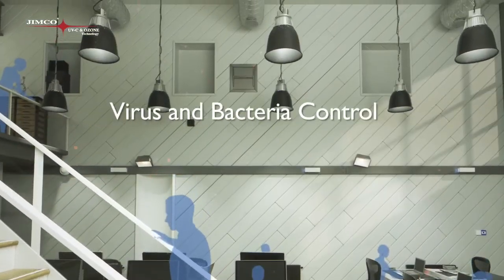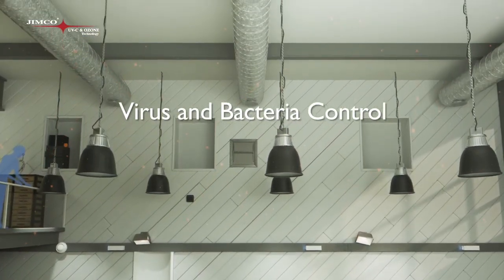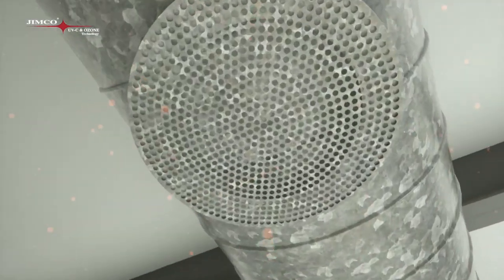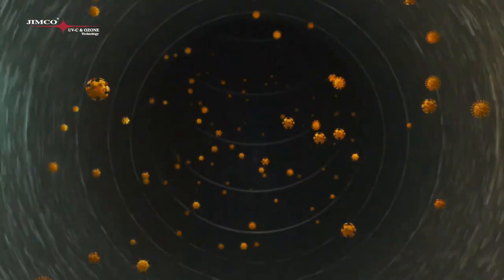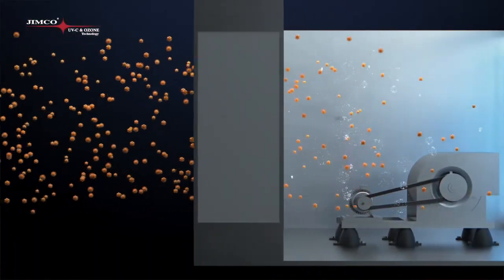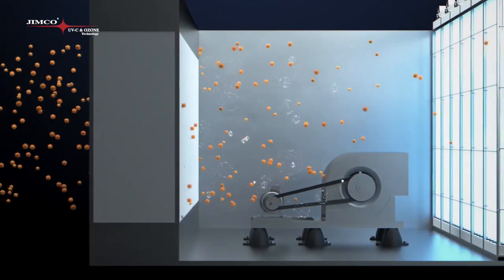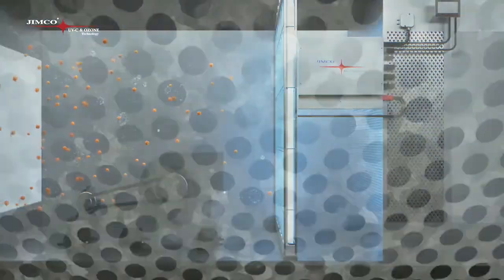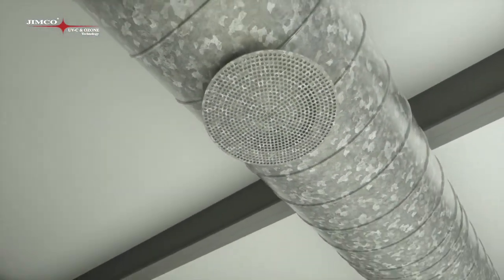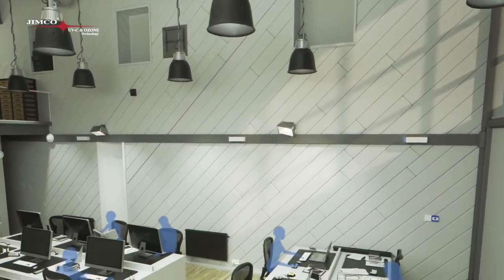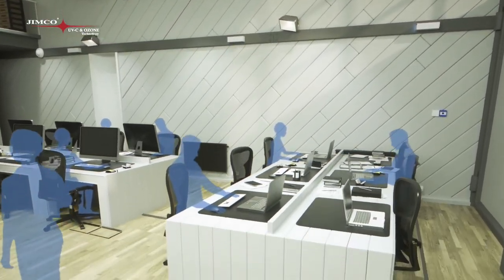The Jimco Virus and Bacteria Control System is placed in the ventilation system. As viruses and bacteria travel through the ventilation system, they can easily be circulated from one room to another. The powerful UVC light destroys viruses and bacteria and works like a very severe sunburn. By destroying microorganisms in the ventilation system, you will ensure that recirculated air is being disinfected before it re-enters the spaces of a building. This will significantly improve indoor air quality.